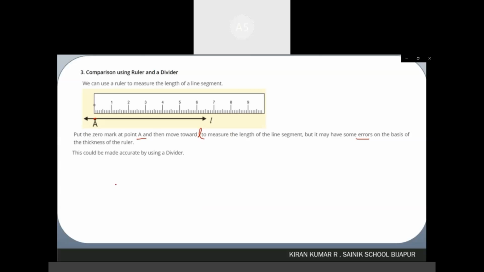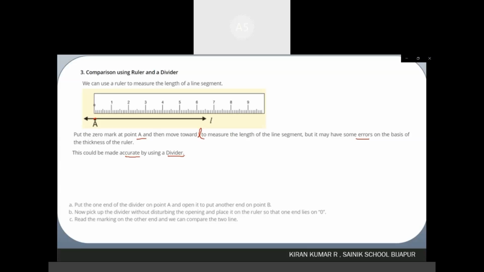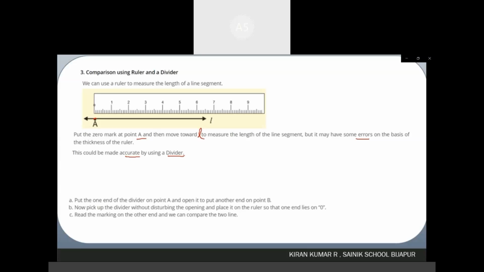This could be made accurate by using a divider. What are the steps to be followed to use a divider? The steps that are to be followed are: put one end of the divider on point A, then open it to put another end on point B.